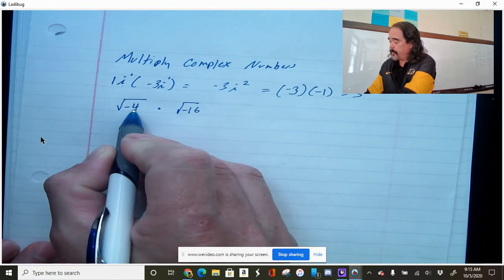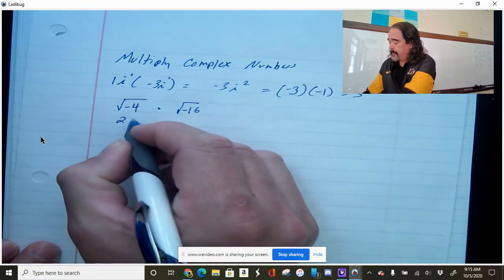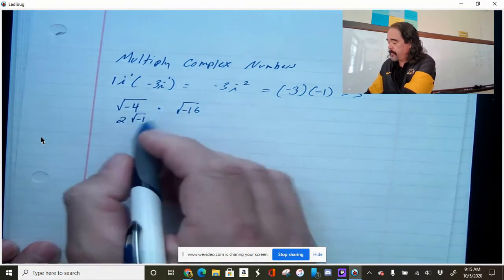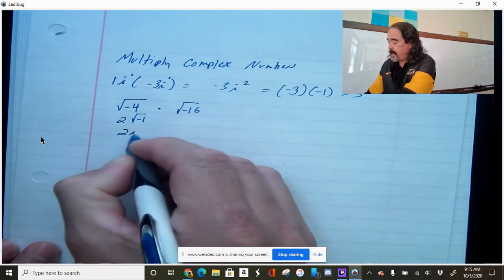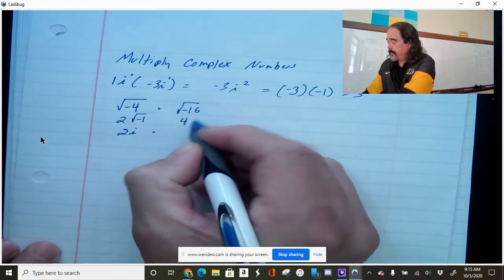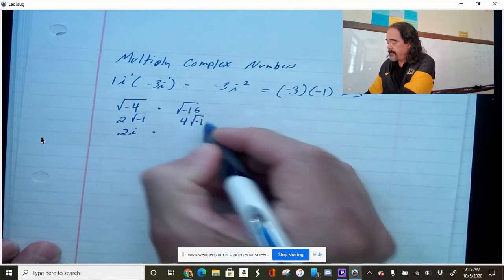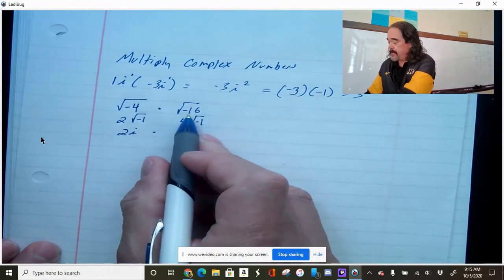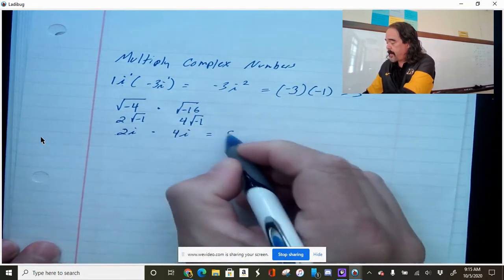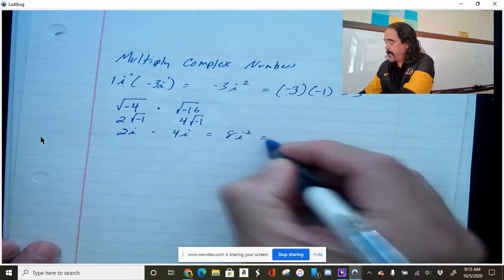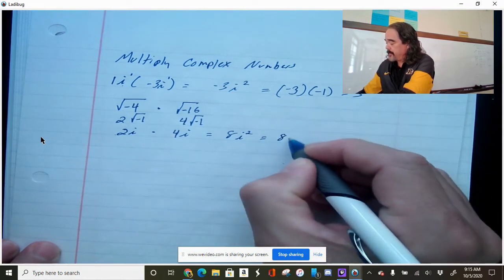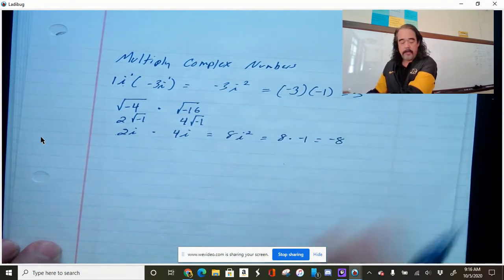So I know the square root of 4 is 2. And what I have left over is this. So the square root of -4 is equal to 2i. I know the square root of 16 is 4. So what I have left over now is this. So the square root of -16 is equal to 4i. Now what I have is 2 times 4 is 8. i times i is i squared. And then we already know i squared is equal to -1. So 8 times -1 is equal to -8.